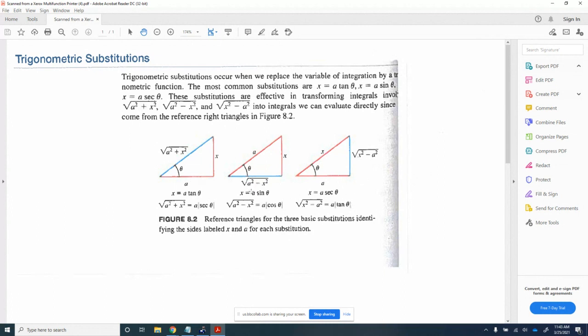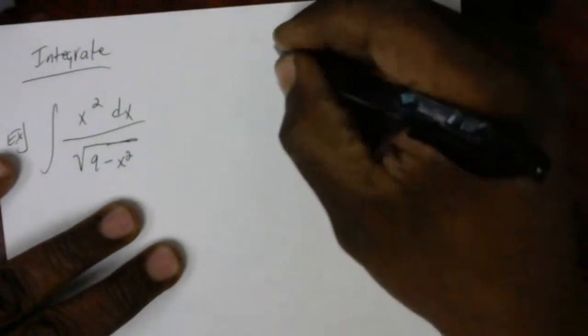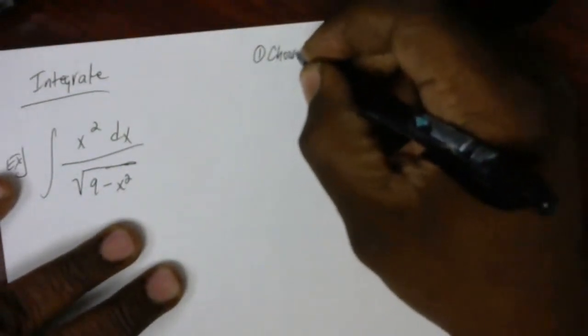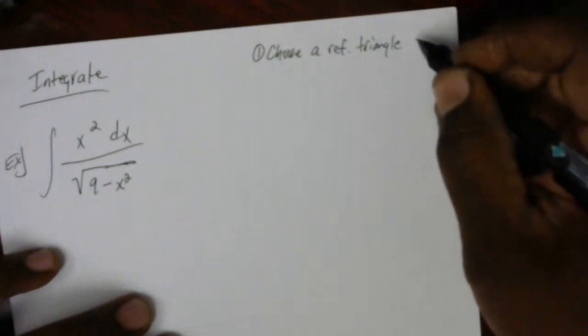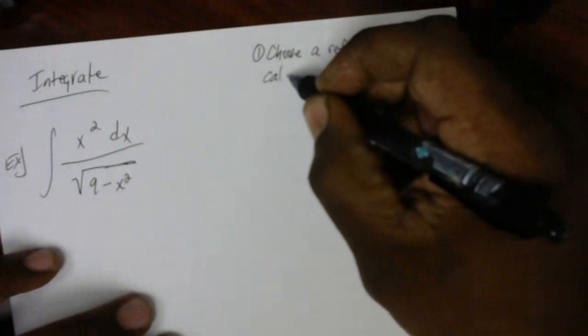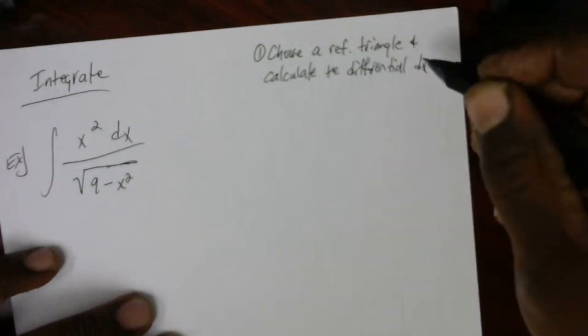Notice I'm basing which triangle I choose upon what I'm actually given. I'm given the square root of 9 minus x squared, which fits the second reference triangle setup. So I'm going to sketch that out. Let me write out the steps. We're going to choose a reference triangle, and we're going to calculate the differential dx.